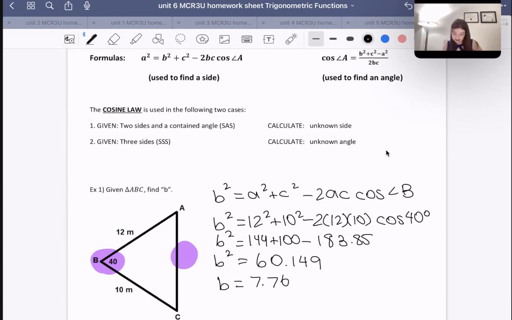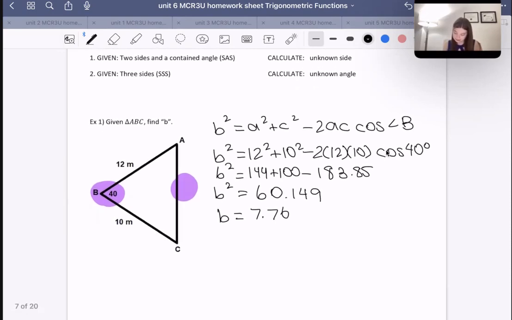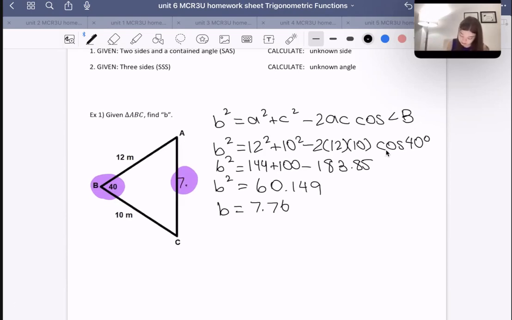That side b is 7.76. Which is interesting, actually. I thought it might be larger than that, but you know what? Maybe this drawing is not really to scale. That is a possibility for why we're getting 7.76 rather than a different answer there. So good, we did it.